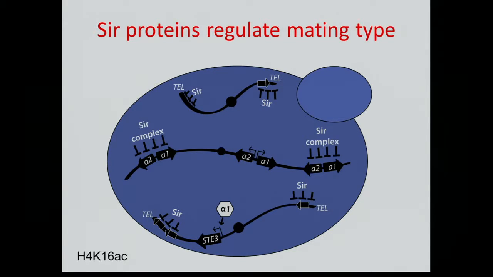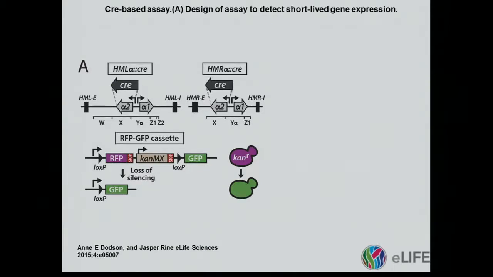And the SIR2 complex, the sirtuins, are the ones in charge of establishing that silencing. So what they did was to replace one of the genes in the silent cassette with a Cre recombinase. The Cre recombinase recognizes LoxP sites, and they inserted somewhere in the genome an RFP gene bracketed by two LoxP sites. So if this gene is silenced, there is no Cre recombinase, and the cells are red.